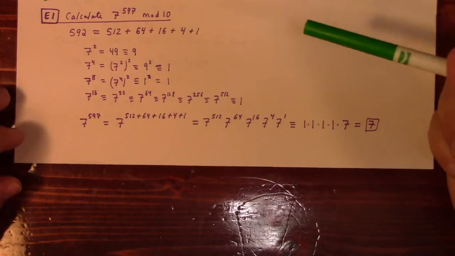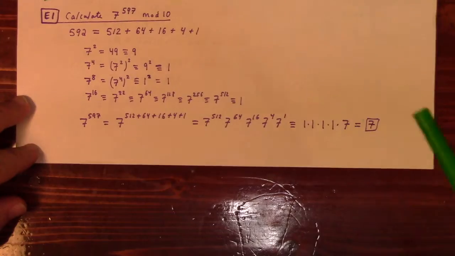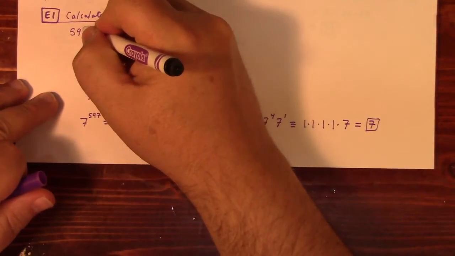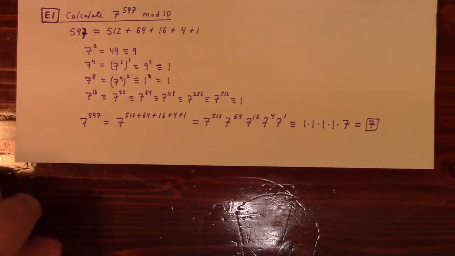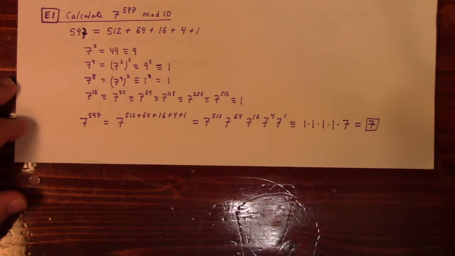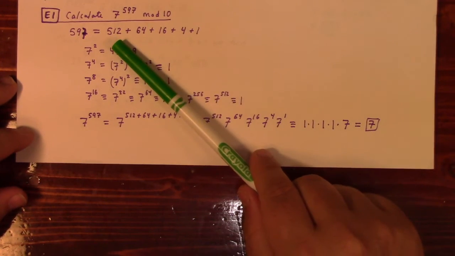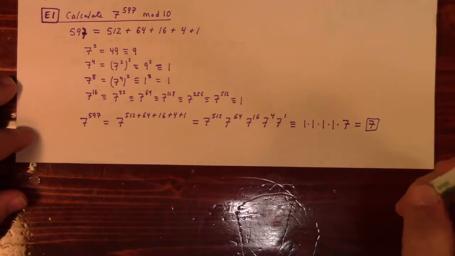what we do is first of all break down 597. I changed my mind on the number mid-calculation. I see it didn't make it to here. 597, there we go. So we got 512 plus 64 plus 16 plus 4 plus 1. Let me double check that. 64 plus 16 is 80. 80 plus 512 is 592. Plus 4 is 596. 597. All right, there we go.